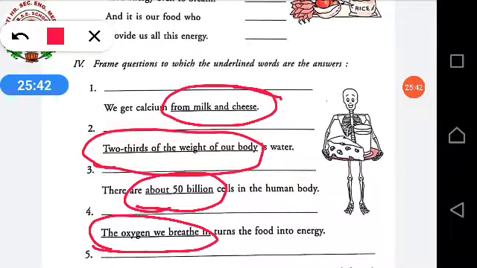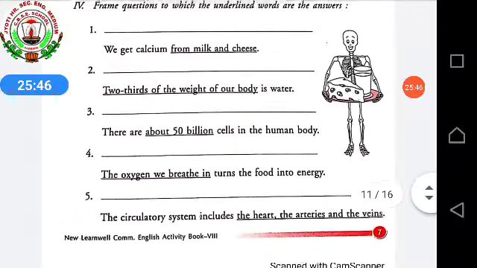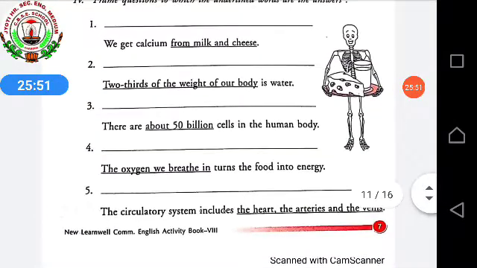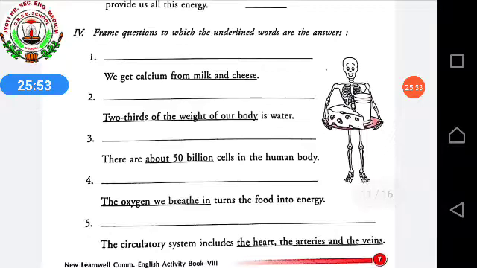Okay. So in this way only you have to solve the rest, that is question number 4 and question number 5. Okay. The rest part of activity sheet 1 I will explain to you in your next class.